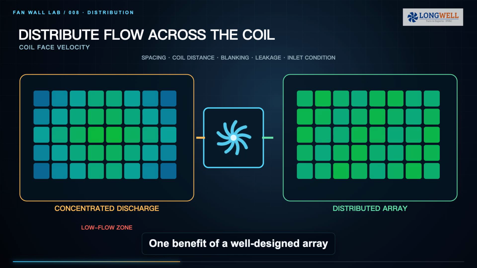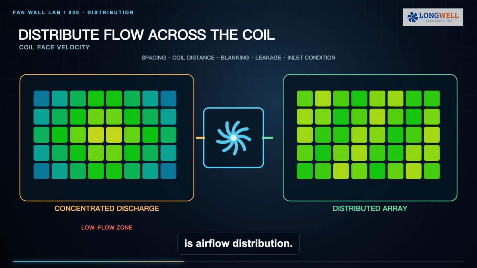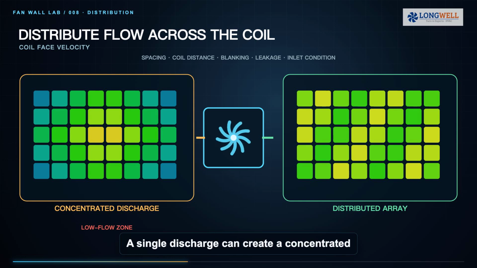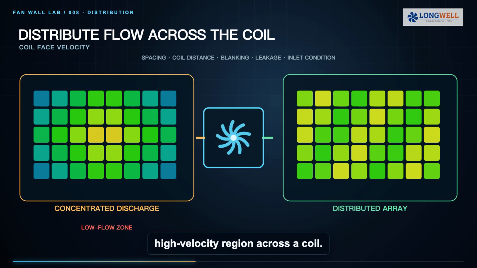One benefit of a well-designed array is airflow distribution. A single discharge can create a concentrated high-velocity region across a coil. A correctly spaced fan wall can divide the flow into smaller jets and produce a more even face velocity pattern. But uniformity is not automatic. Module spacing, distance to the coil, blanking plates, wall leakage, and the inlet condition must all be checked.